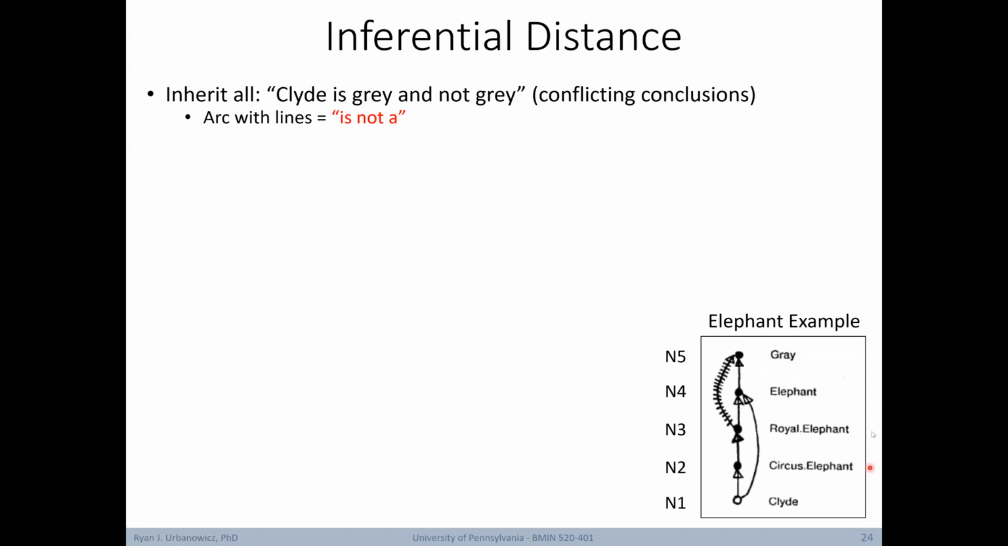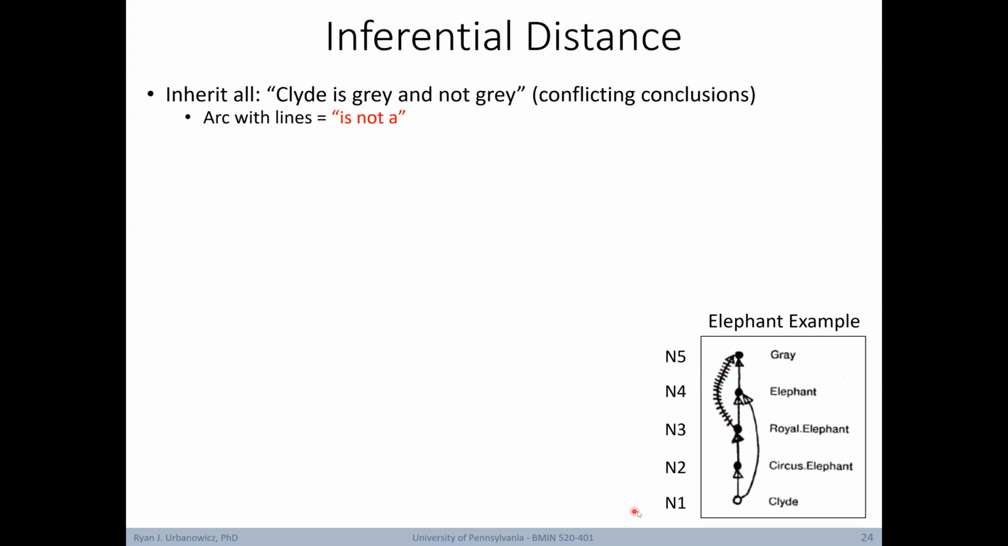Let's check out this elephant example on the bottom. We have Clyde, an individual elephant. Clyde is an instance of the category circus elephant, which is an instance of the category royal elephant, which is an instance of the category elephant. And finally, elephant has the property is the color gray. However, royal elephants are not gray, represented by this line with slashes through it.